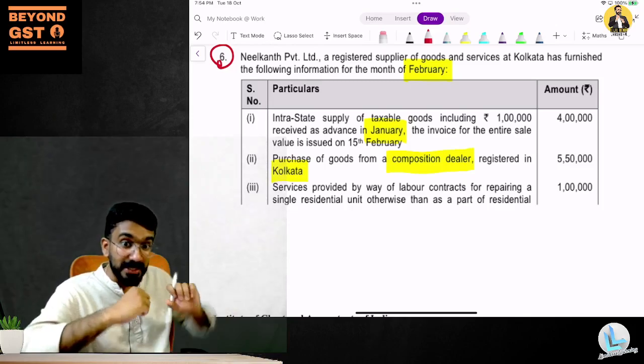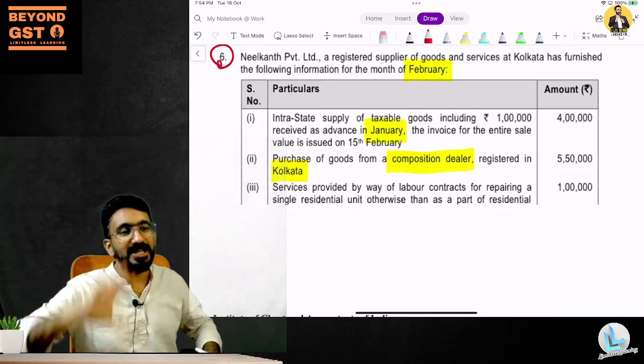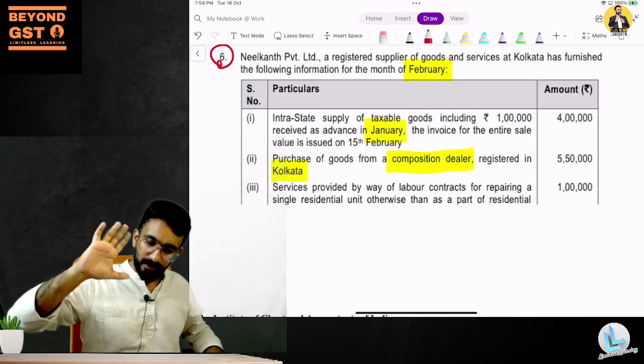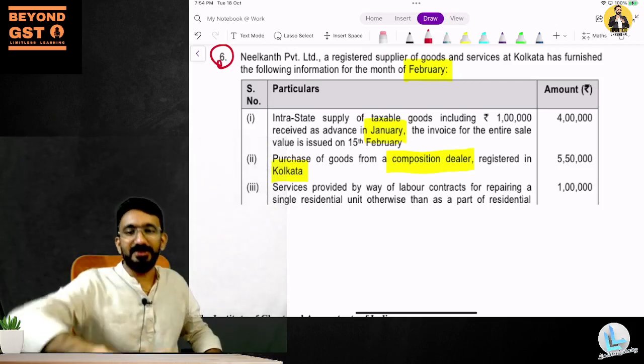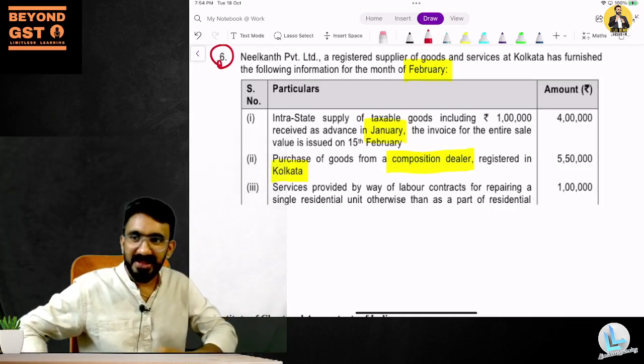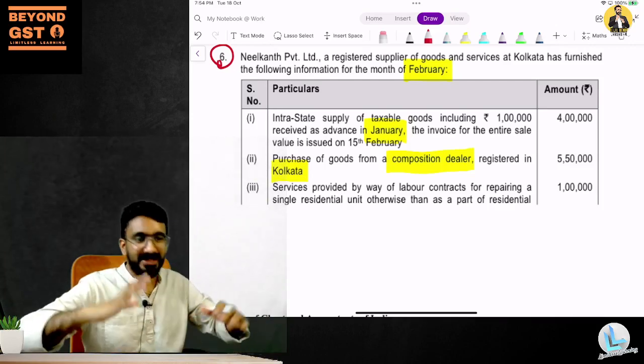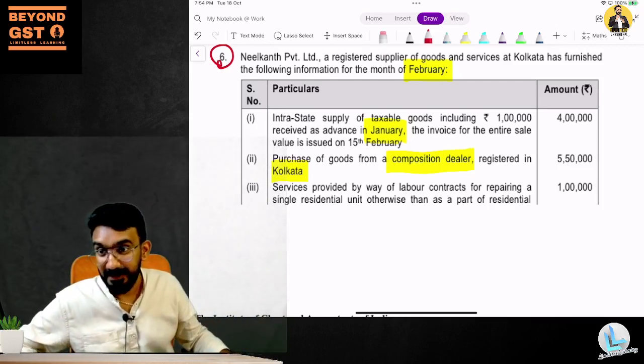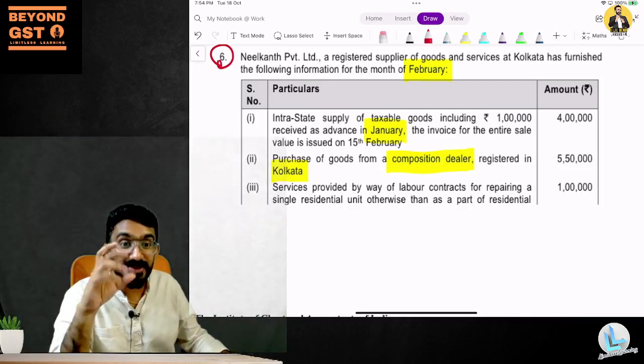I'll call this type mix-match questions. There are questions which are neatly arranged, where they'll give you information on outward supply first, so we'll compute an outward tax liability. Then they'll give you information about input tax credit, then you will compute input tax credit. Then you will do a set off. Very happy ending. But there are questions where they give you zigzag.